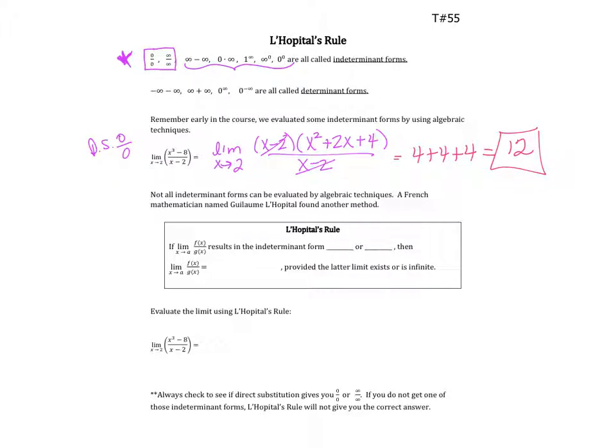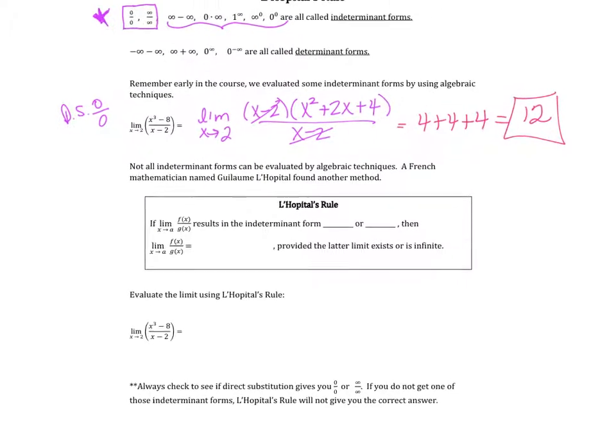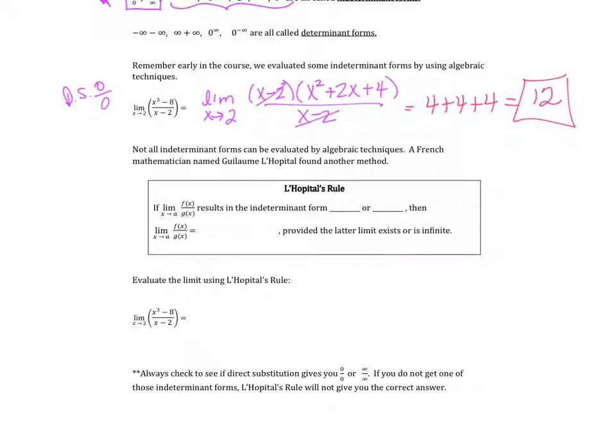And those algebraic steps are wonderful and great and fabulous. But is there a mathematical way of doing that maybe a little faster? And the good news is, yeah, there is, thanks to L'Hopital. And so here's what he determined. If you have the limit of a fraction and you get the indeterminate form 0 over 0 or infinity over infinity, then you can use L'Hopital's rule.